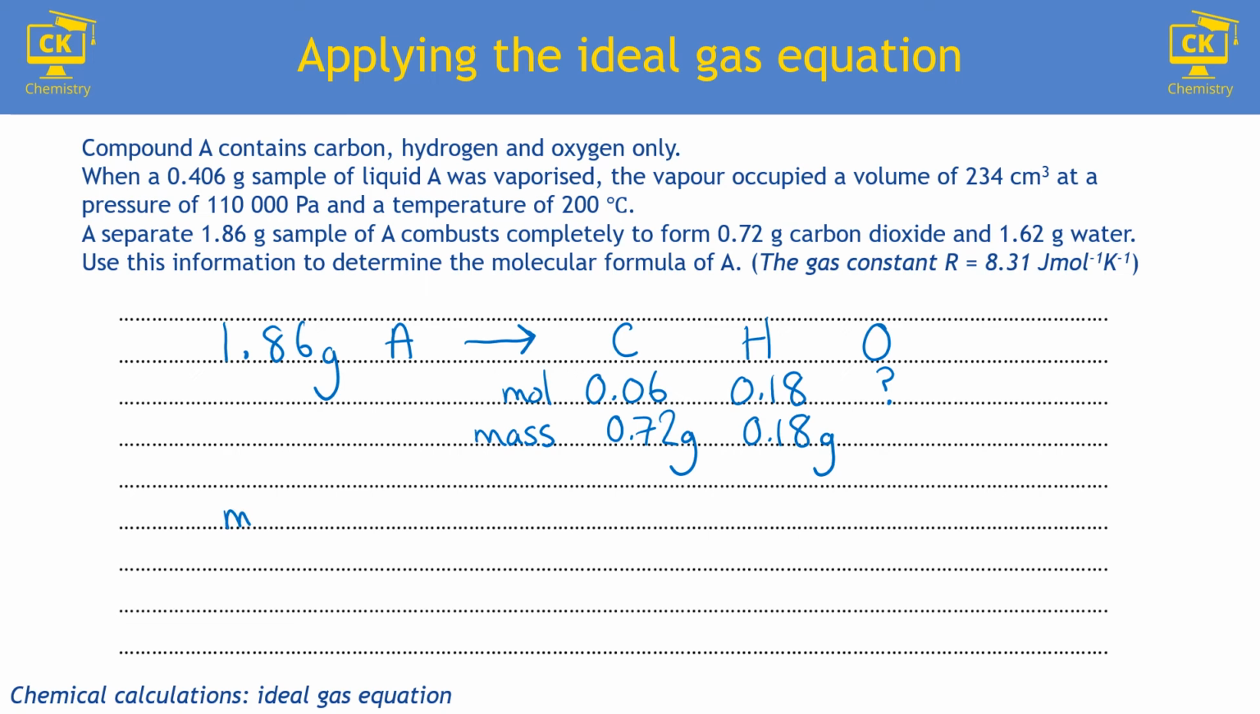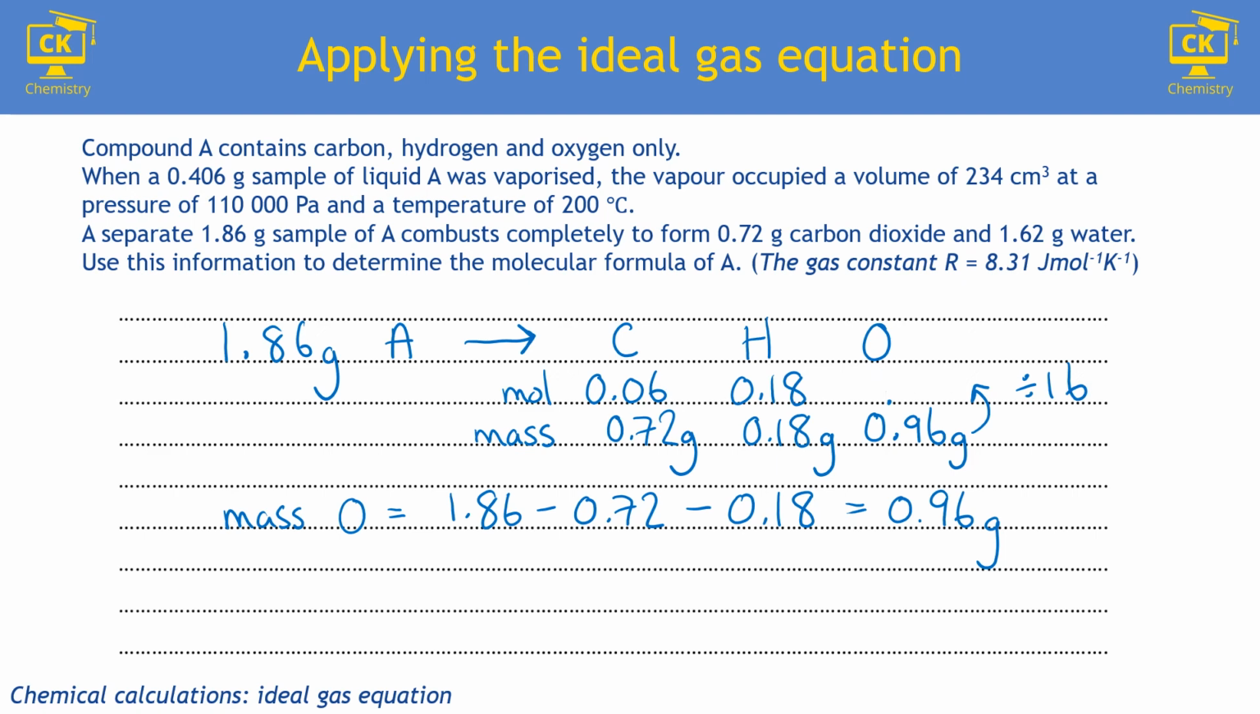So the mass of oxygen, and again I'm writing O deliberately because it's just oxygen atoms that I'm measuring, is going to be the mass of the sample, take away the mass of the carbon, take away the mass of the hydrogen. And that is going to give us 0.96 grams. Pop that in my information up here, 0.96 grams. How many moles does that work out at? I'm going to divide by 16 because that is the atomic mass of oxygen.